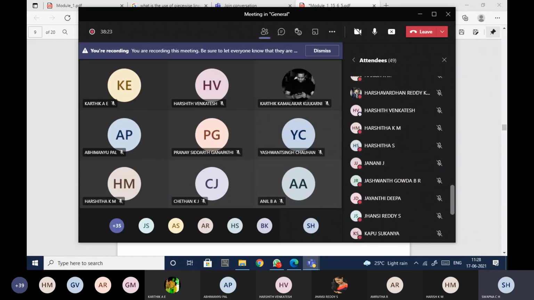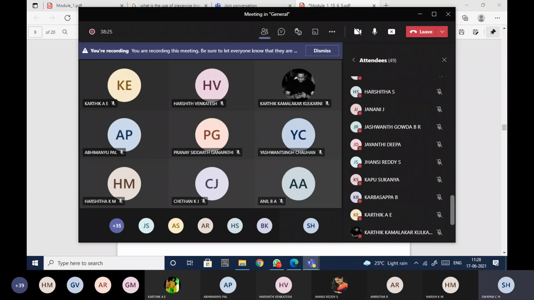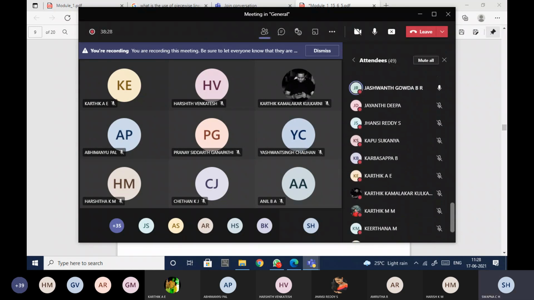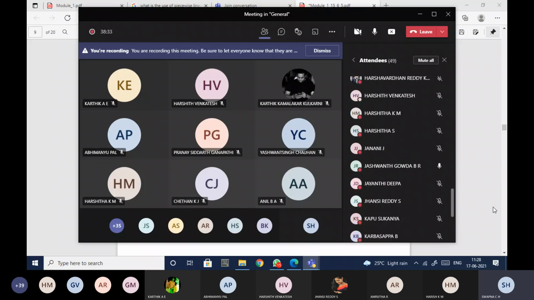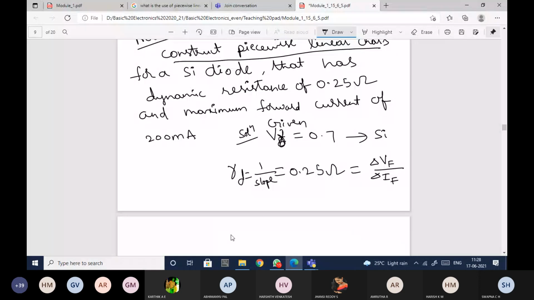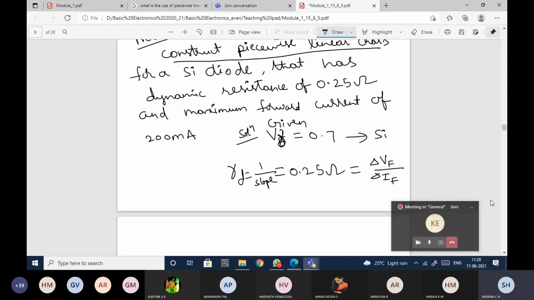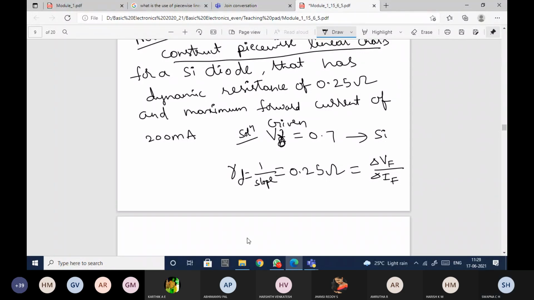Jashwant Gowda. Jashwant Gowda. Can you please answer me? Yes, ma'am, able to hear you. Tell me, what is the maximum forward current? You know or not? Quickly tell me. No, ma'am. Why you didn't attend yesterday's class? Okay. So any other person can tell me what is this maximum forward current? Until you tell me, I'm not going to proceed.